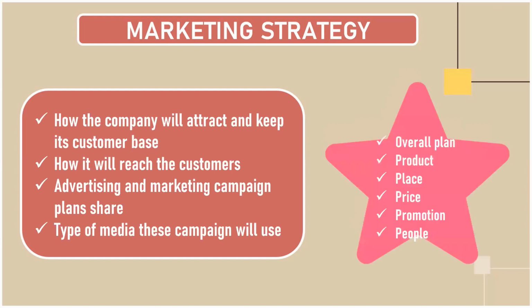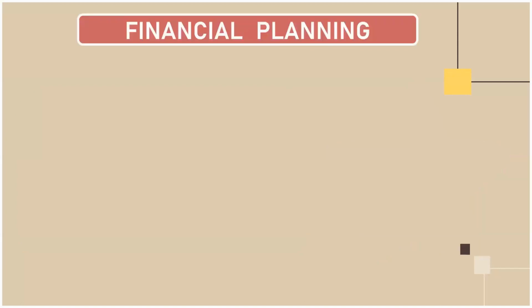So basically, marketing strategy talks about the overall plan of the organization, wherein they're going to talk about the product first. They're going to deal with the place where they're going to market. And third, they're going to talk about the price of the product, the promotion, how they're going to promote the particular product, and to whom they're going to promote the particular product, the expected customer base, that is very important. So having understood the marketing strategy, let us now move on to the financial planning.